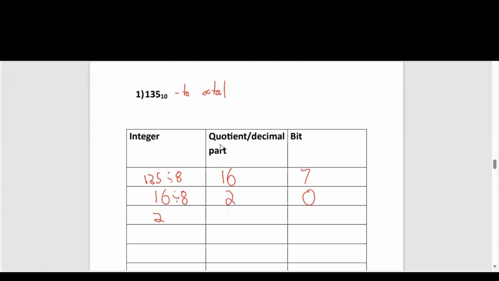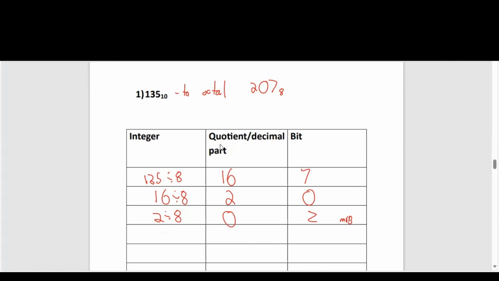And then you go 2 again. Well, 2 can't be divided by 8. So the quotient is 0, and the remainder will be 2. And there's the most significant bit here. So this would just be 207 in octal, which is base 8. Yeah, it's the same steps. We're looking for the remainder. The remainder is what you put into the number.